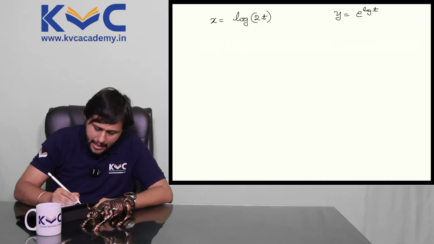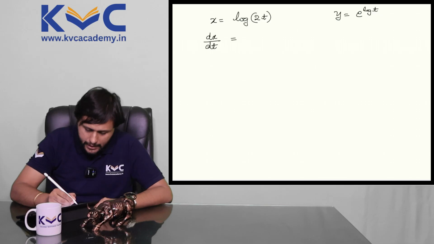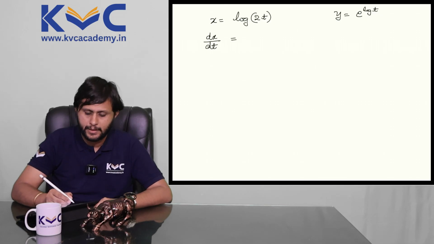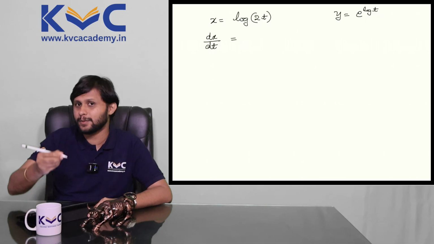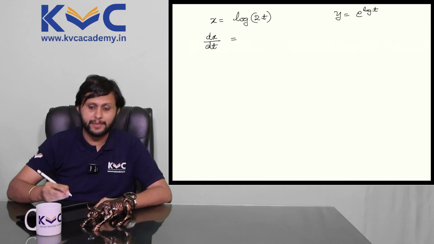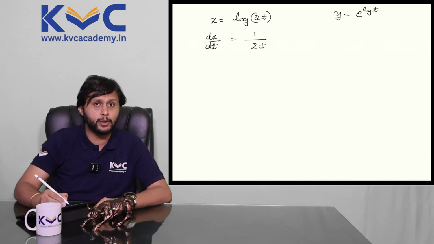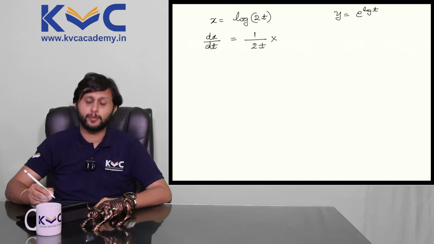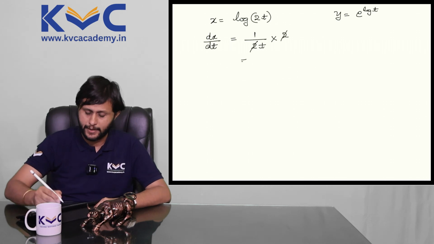So what will I do first? I will write dx by dt, differentiation of x with respect to t, equal to log, it is as good as log x. Differentiation of log x is 1 by x. Differentiation of log t is 1 by t. But instead of t, we have 2t. So it becomes 1 by 2t. After that, into, we are using chain rule. Differentiation of 2t is 2. 2 cancels, I get 1 by t. Done. First part is done.